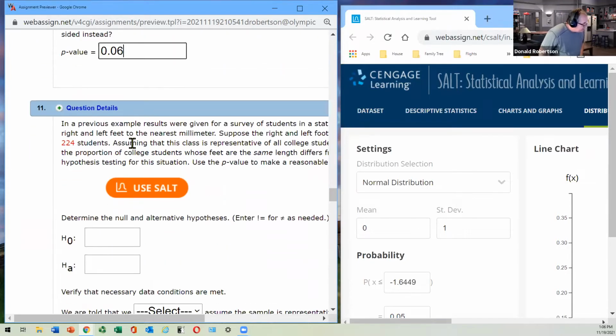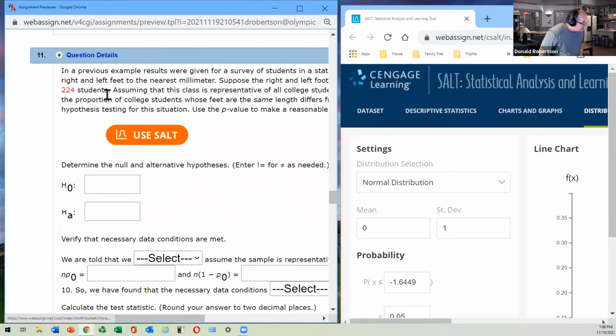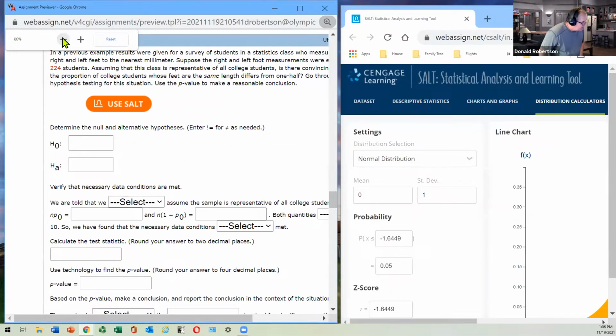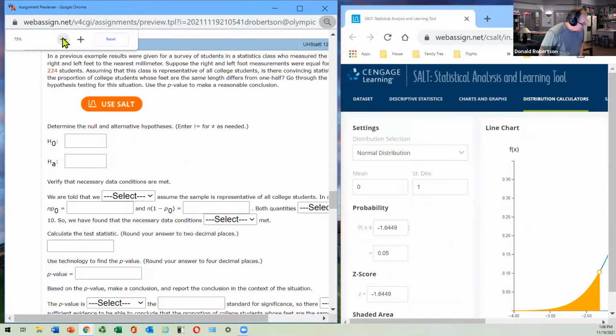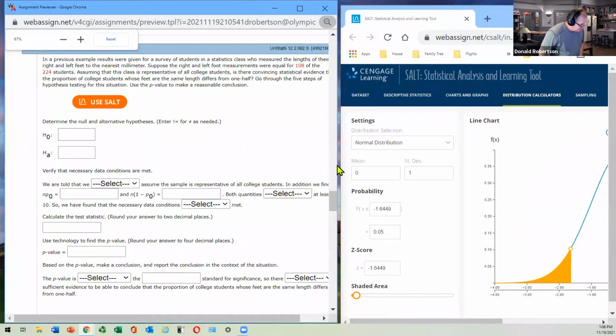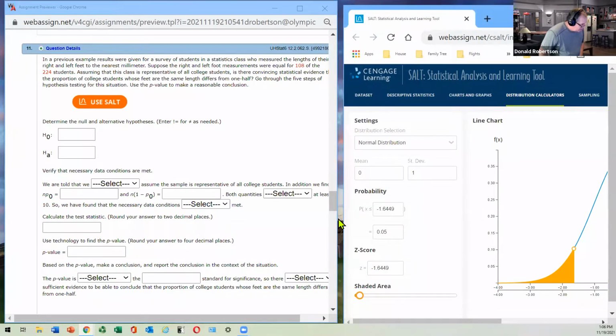And so in question 11, the next one, in a previous example, we were given some data. I'm going to have to shrink this data down a little bit so I can read it. Can I shrink that a little bit, get some extra room? Maybe expand this. Just trying to tweak the real estate.